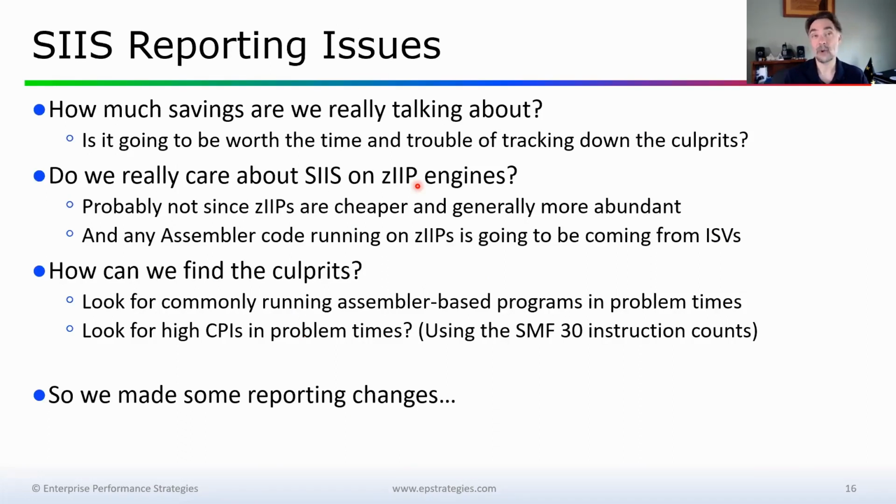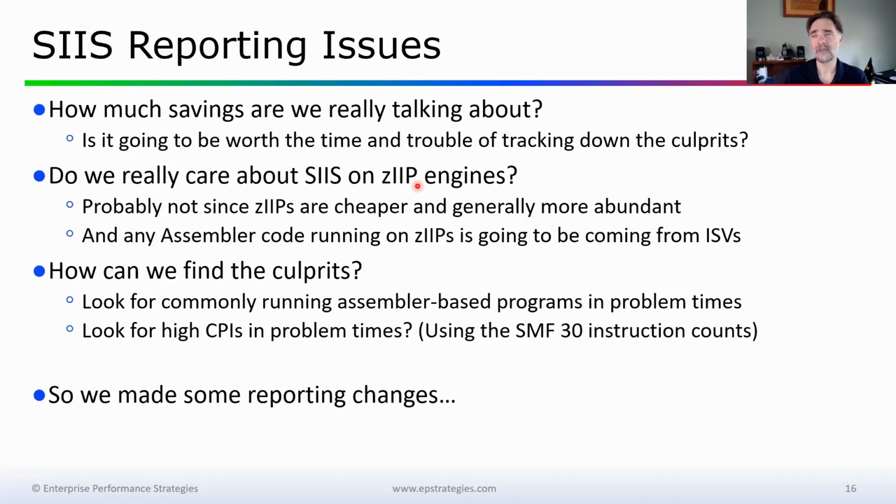Generally, we have more abundant zIIP capacity than general purpose capacity. And there's not customer code that's running there. It's coming from an ISV. So is it possible you could have a zIIP SIS percent problem that is significant, that you want to go back and beat on the ISV and try and get them to solve? Yes, it is possible, but it's less likely.